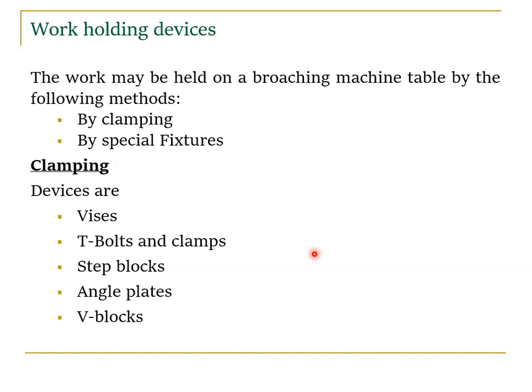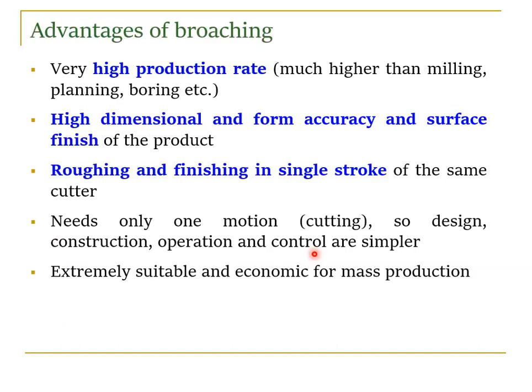We can use vices, and we can use T-bolts and clamps, step blocks, angle plates, and V blocks. These are some of the work holding devices we can use in a broaching machine.